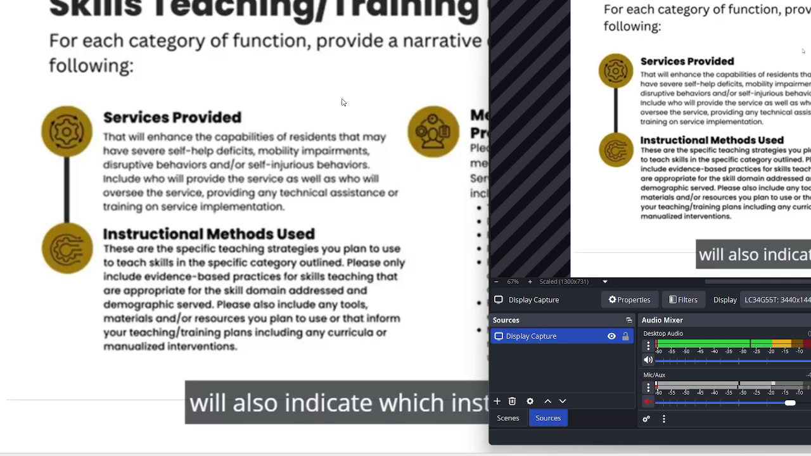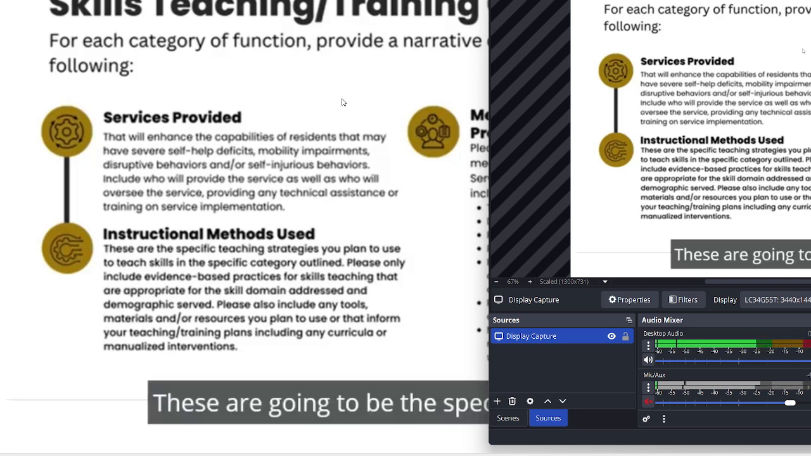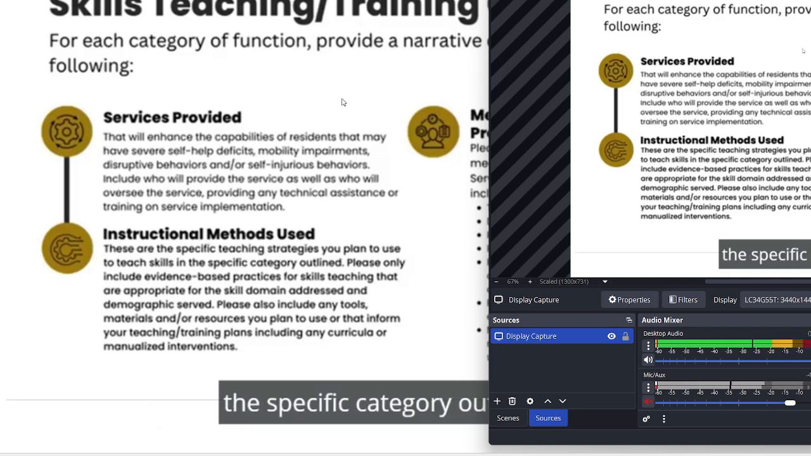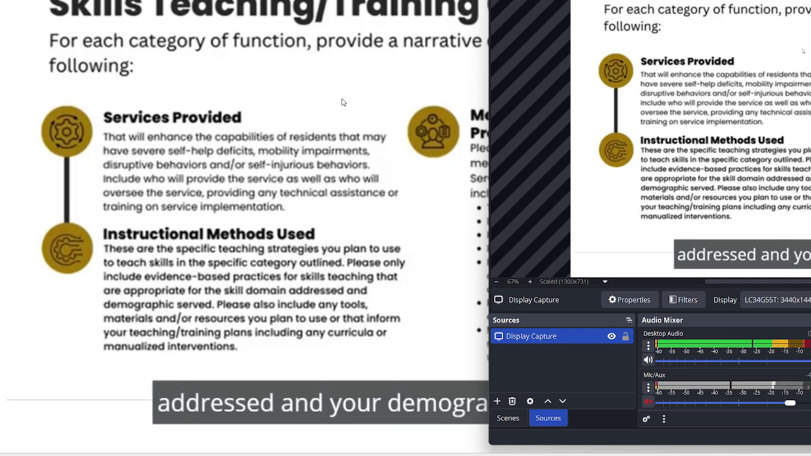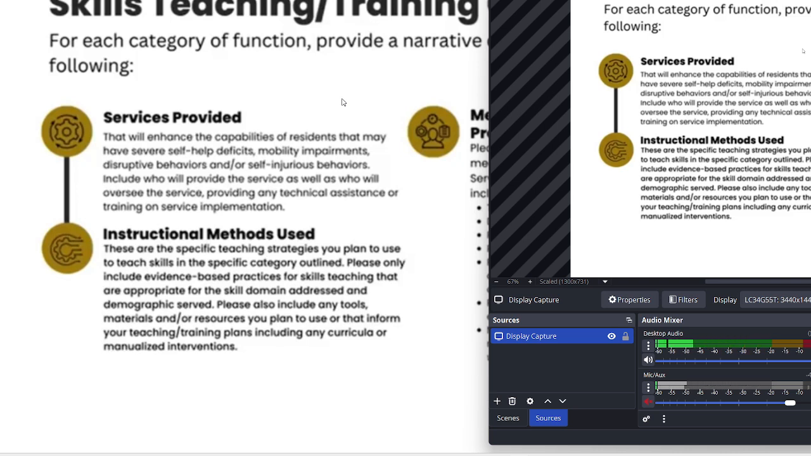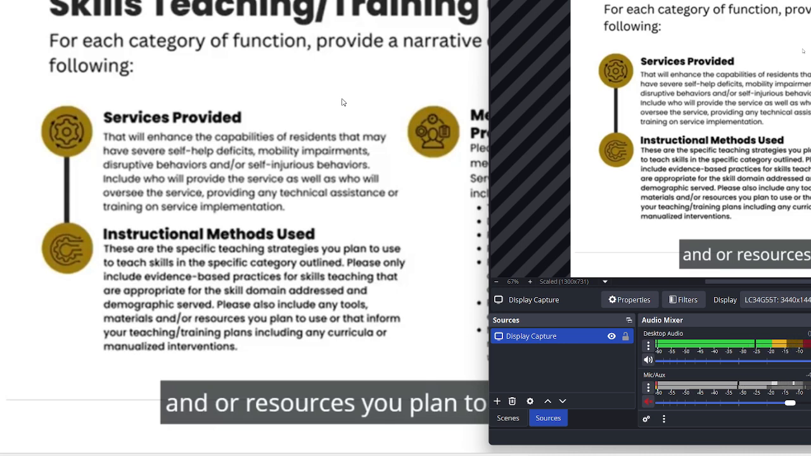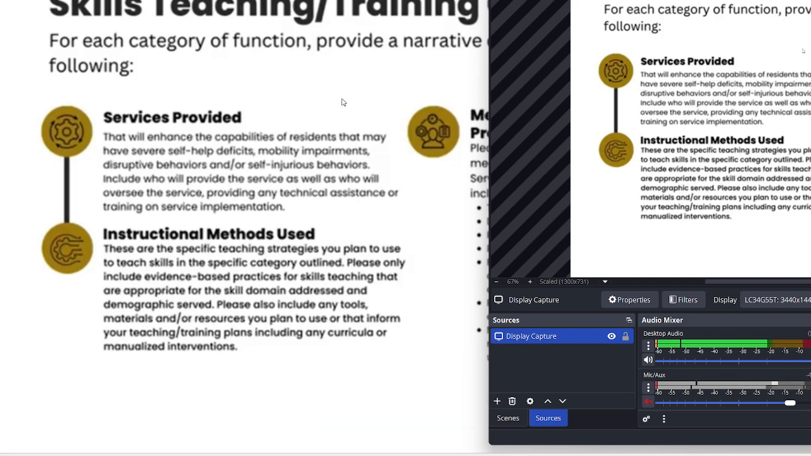You will also indicate which instructional methods to use. These are going to be the specific teaching strategies you plan to use to teach skills in the specific category outlined. Please only include evidence-based practices for skills teaching that are appropriate for both the skill domain addressed and your demographic served. Please do include any tools, materials, and/or resources you plan to use or that inform your teaching and training plans, including any curricula or manualized interventions.